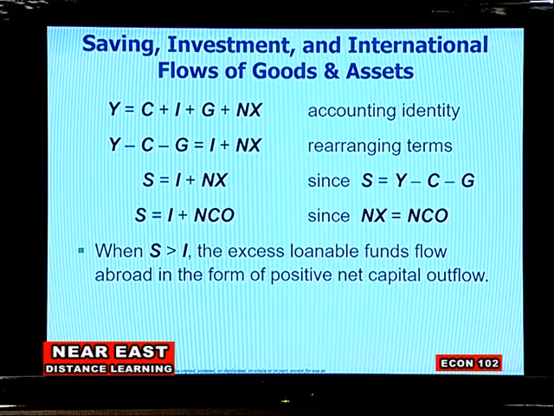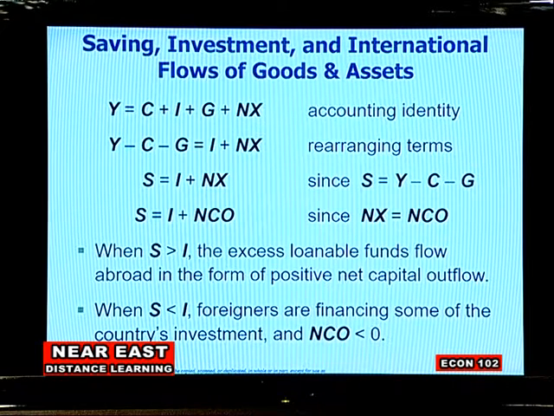So when saving is greater than investment, the excess loanable funds flow abroad in the form of positive net capital outflow. When saving is less than investment, foreigners are financing some of the country's investment, and net capital outflow is less than zero.